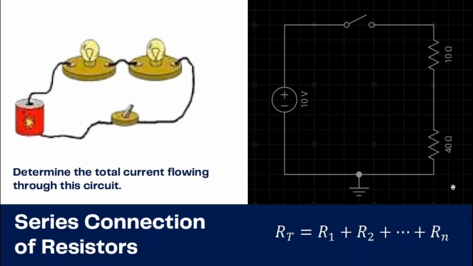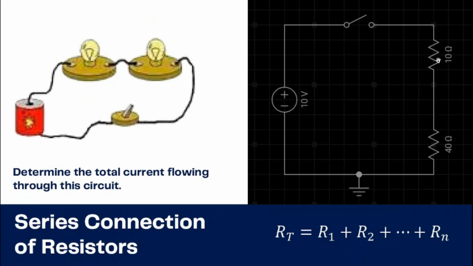Duha, sir. Unsa to nga mga resistors? 40 ohms at saka 10 ohms. What is the total resistance of the circuit, class? 50, sir. Okay, very good. That's actually 50 ohms. Now, solve for the total current flowing through this circuit.